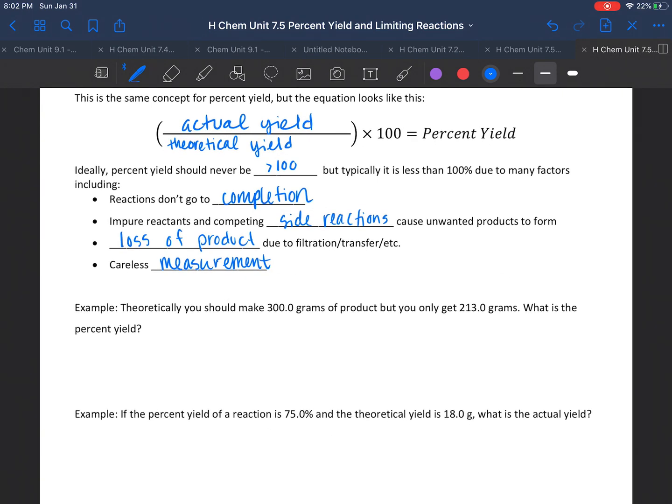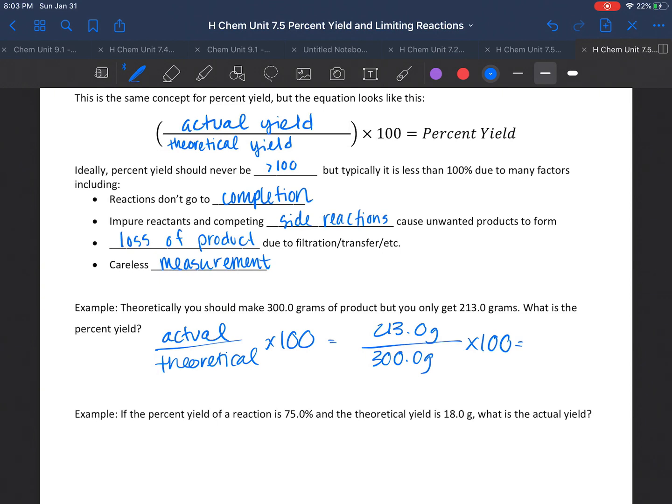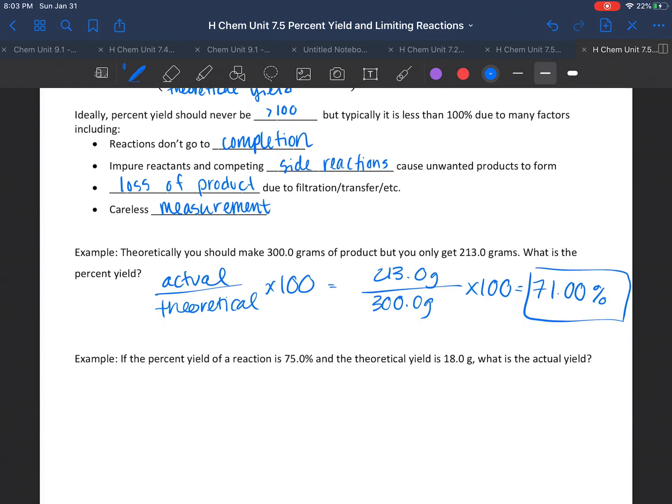Let's start off with an example. Theoretically, we should make 300 grams of a product, but we only get 213 grams. What's the percent yield? Remember, we're doing an actual over theoretical times 100. So what we get is 213 over 300 times 100, and we get 71.00% yield. So these aren't too bad.